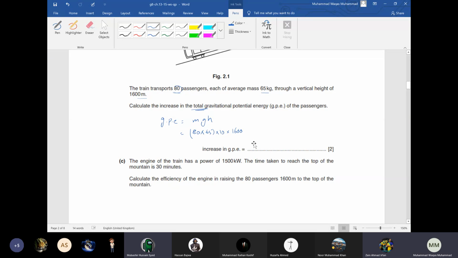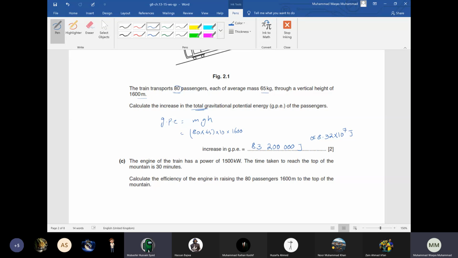83,200,000. How many zeros? Are there 5 zeros or 4? Five. Okay, so it is 83,200,000 joules, right? You can write that in the standard form as 8.32 times 10 to the power 7 joule.